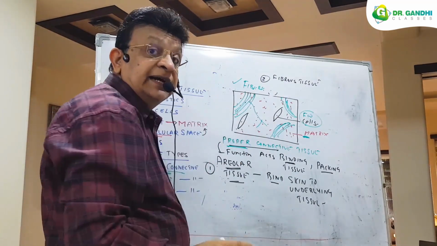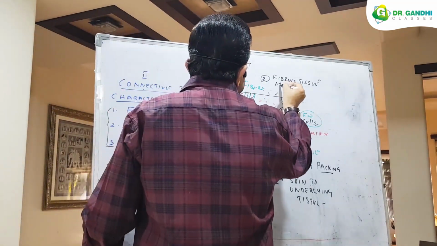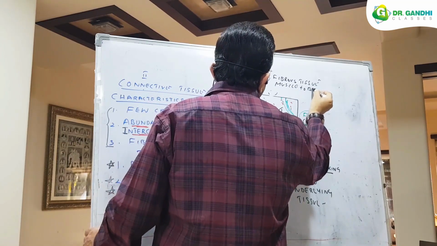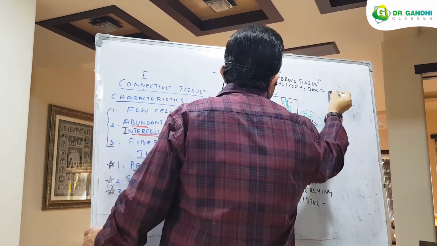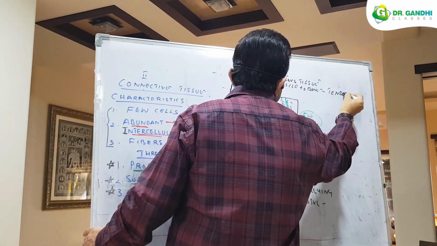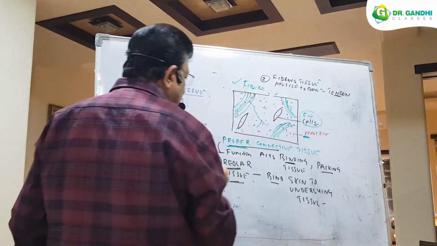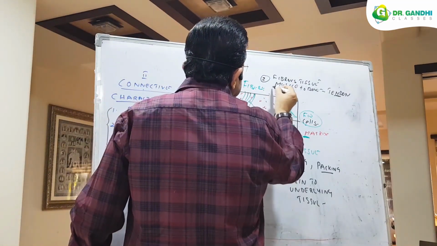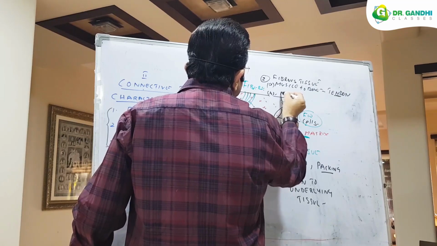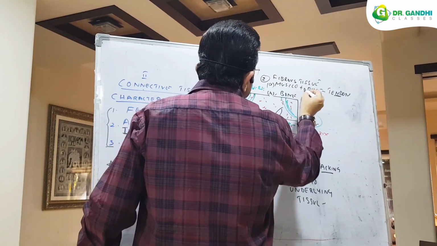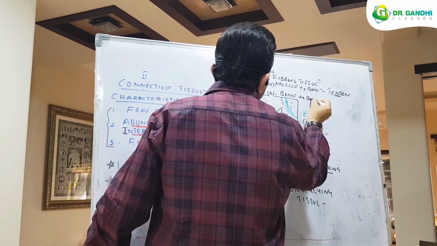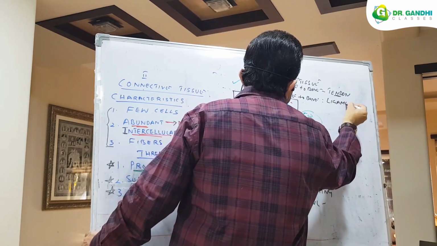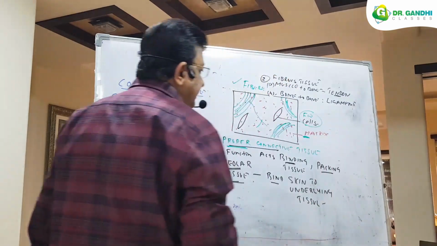If the fibers connect muscle to bone, then this one is known as tendon, the second type of proper connective tissue. And if it connects bone to bone, so now the fibrous tissue is connecting bone to bone, it is known as ligament. So this then is the second tissue.